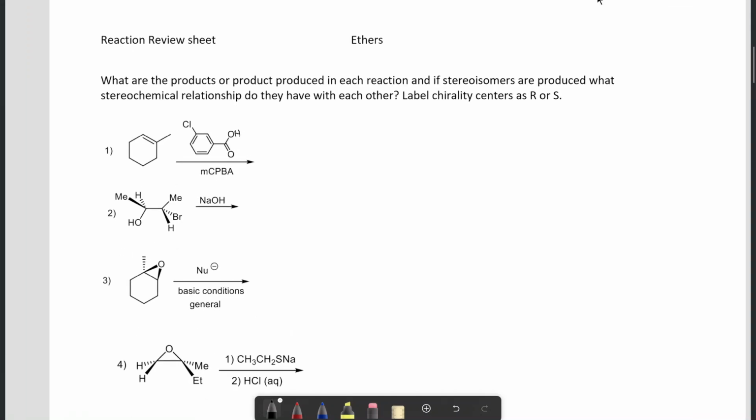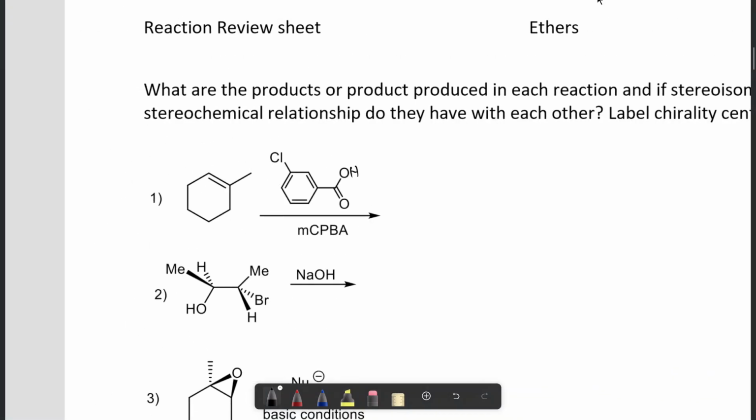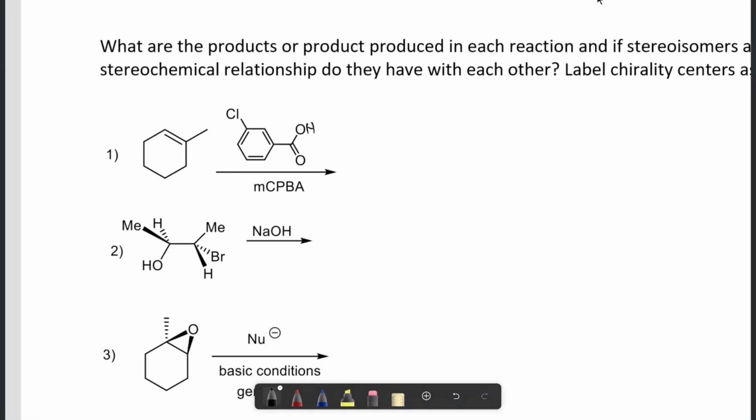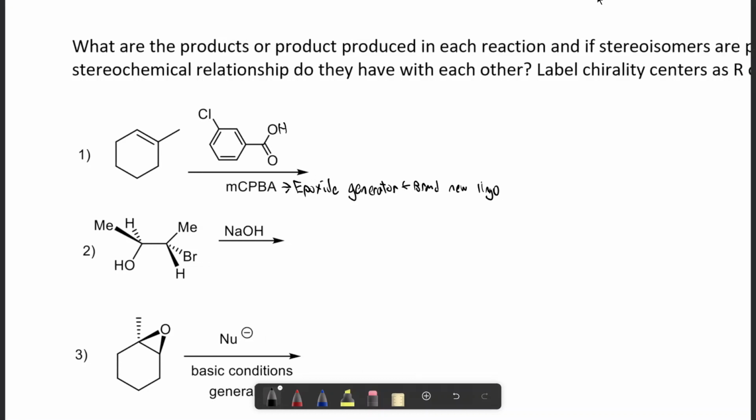Okay, so starting with number one here. What do we got? Oh, sorry. We got MCPBA. It's an epoxide generator. This is brand new lingo from yours truly. I don't know if this is a molecule up here or what, but we're just gonna use this molecule over here, and we're gonna turn it into an epoxide.